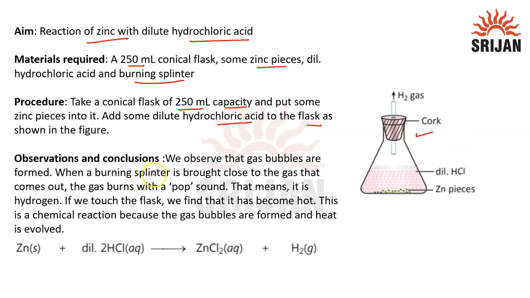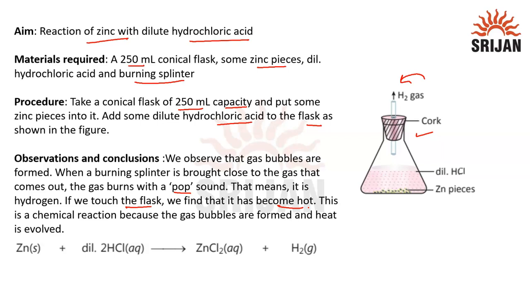From here we will observe that gas bubbles are formed, and when we bring a burning splinter near the gas that comes out, the gas burns with a pop sound. And we know that the gas that burns with a pop sound is hydrogen gas, and if we touch the flask we'll find out that it has become hot.